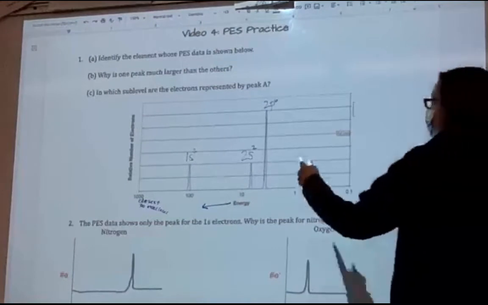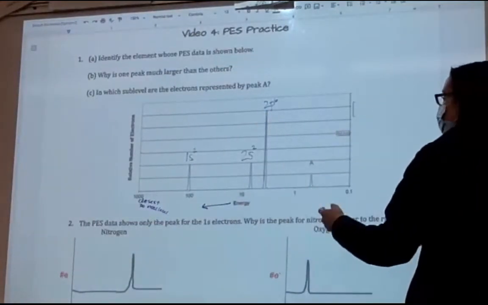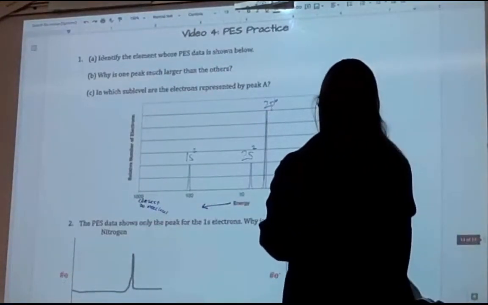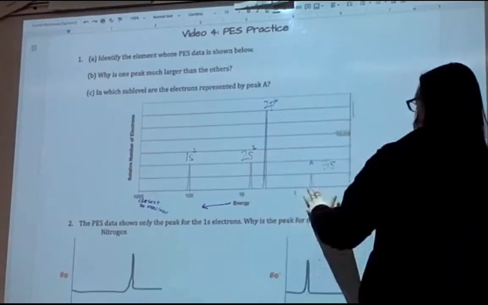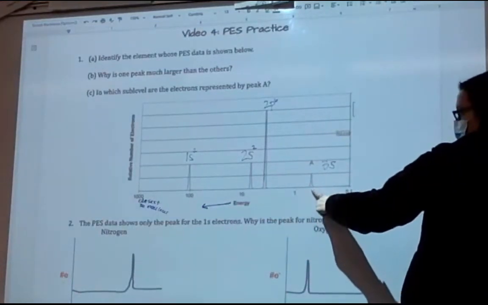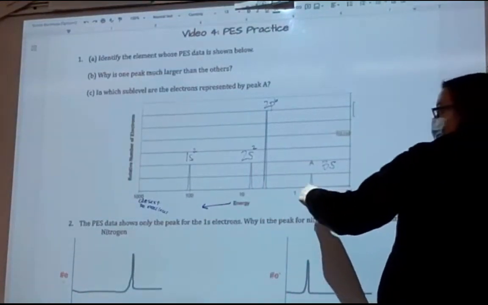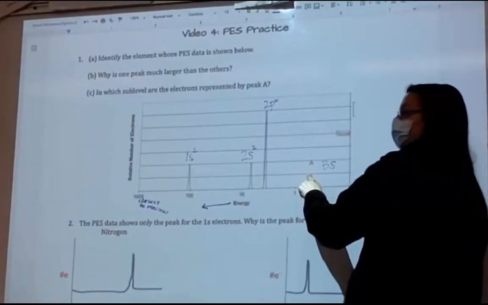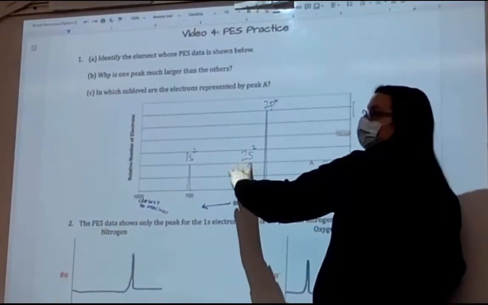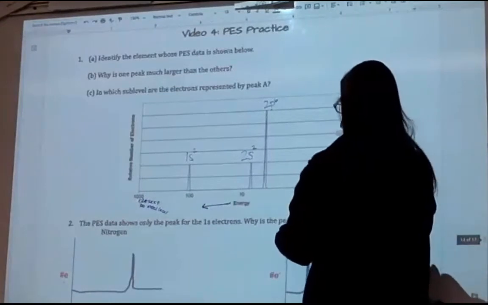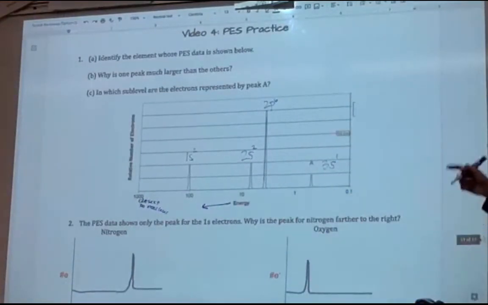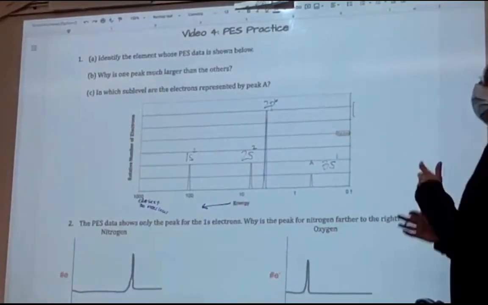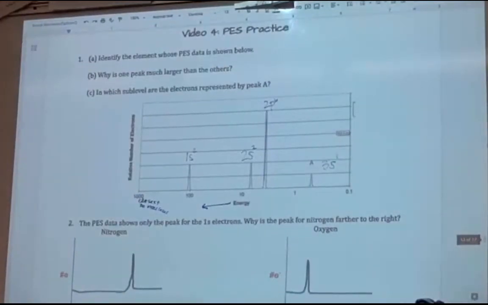So after 2p6 comes what sublevel? 3s. How many electrons do I have in this peak? Just one. Because notice, it goes up to the first line, but it's also half the size of 1s and 2s. Now you have the electron configuration. PES is just evidence for why electron configurations work.